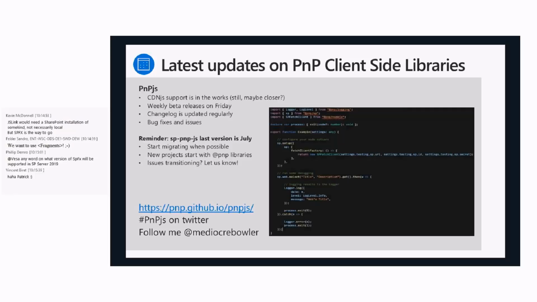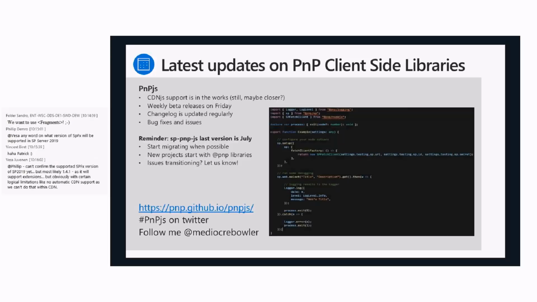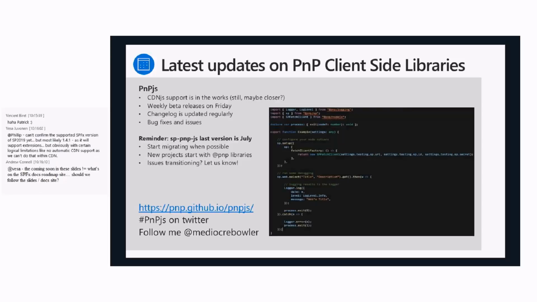I did want to remind folks that the last version of SP PnP JS we will publish is in July. This is just your friendly reminder to start migrating your projects when possible. If you're starting any new projects, I would very much encourage you to start with the @pnp scoped libraries. All the same functionality and more is there. If you have any issues transitioning or migrating your projects over to the new libraries, please let us know. We want to make that process as smooth as possible, and we will see what we can do to help you out as well.